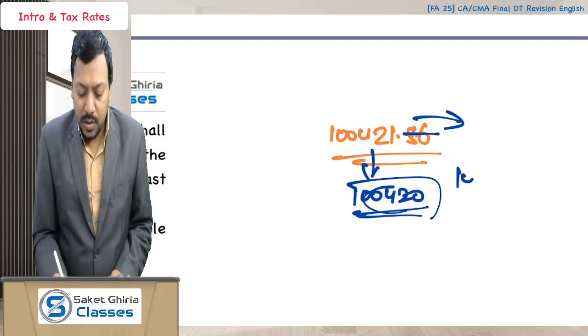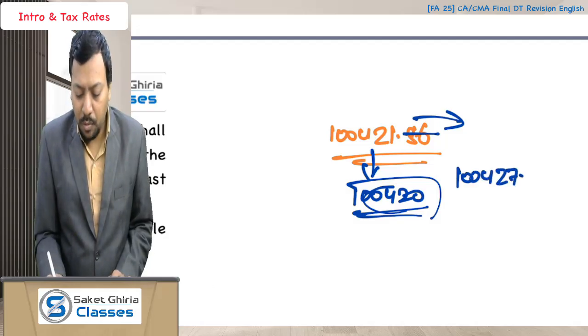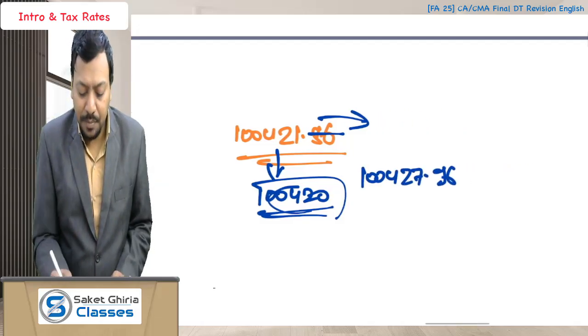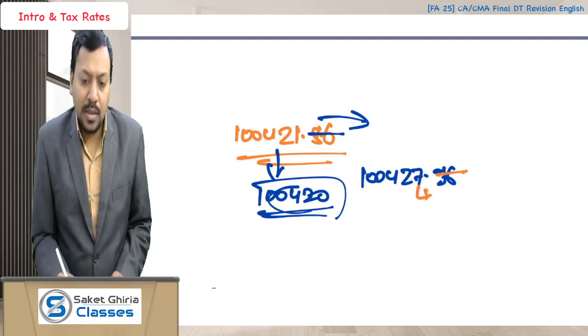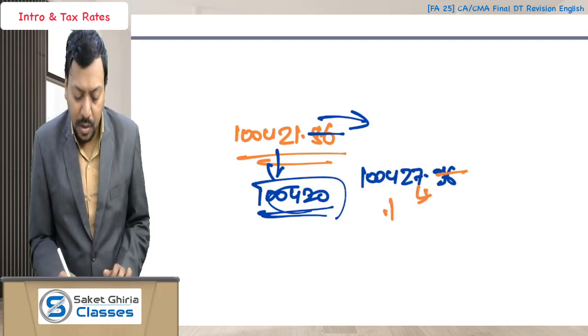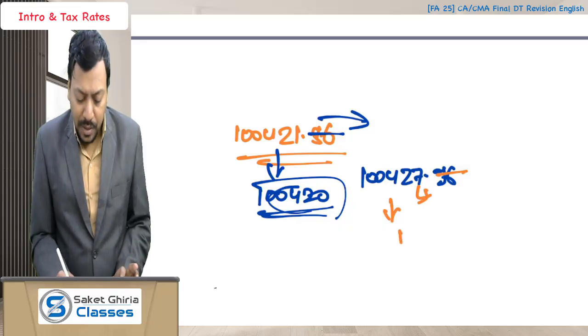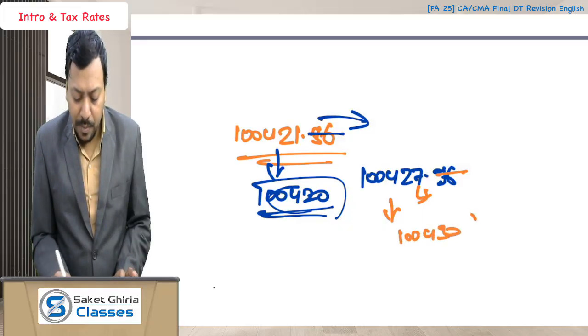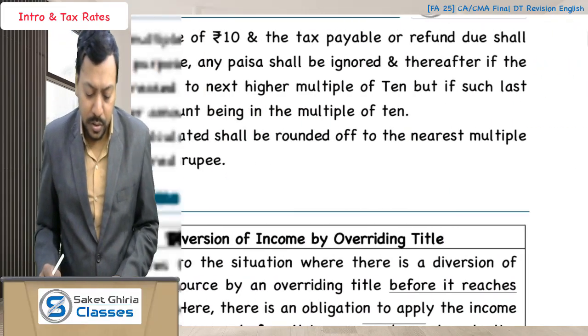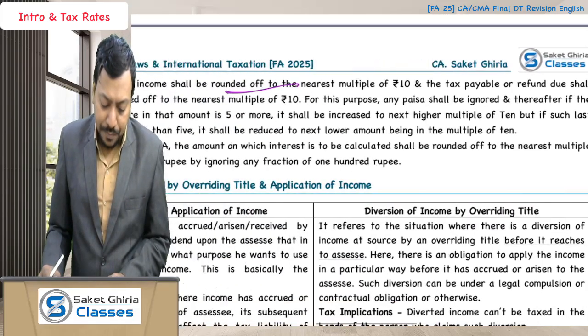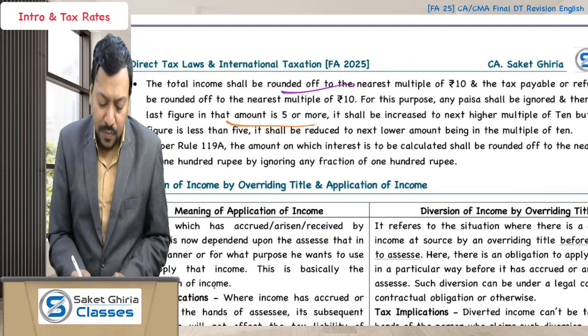If, let's say, it is 100,427.96, then again paisa will be eliminated, and as the last figure is 5 or higher, it will be rounded off to the higher multiple. My rounded off figure for tax or income tax will be 100,430. Okay. Last figure is 5 or more, it shall be increased to the next higher multiple of 10.